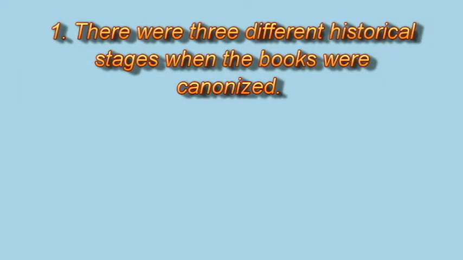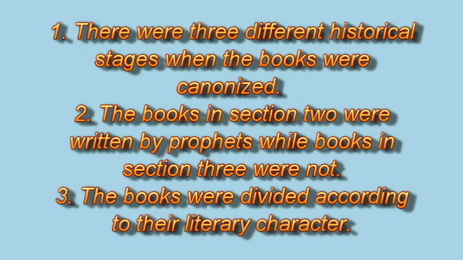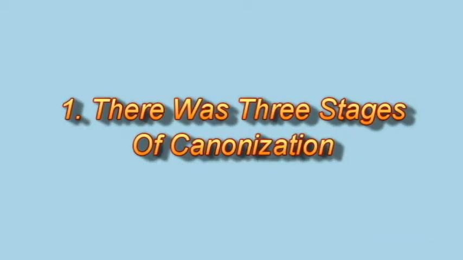There were 3 different historical stages when the books were canonized. 2. The books in section 2 were written by prophets, while books in section 3 were not. 3. The books were divided according to their literary character. Theory 1. There were 3 stages of canonization.